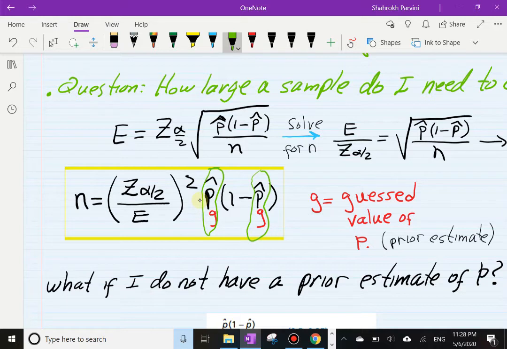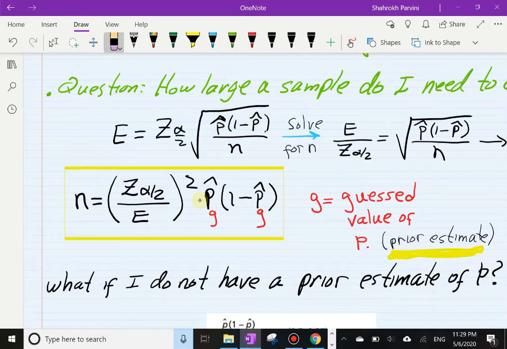We can estimate the percentage that we're looking for from a previous study, where somebody else has done it, or we can simply guess if we have a good guess at what it should be. So the author suggests that we use subscript g, which means a guess value of p. That is simply a prior estimate, p hat subscript g. That's one way of doing it. Another way is to not make any guess, and I'll show you how that works.